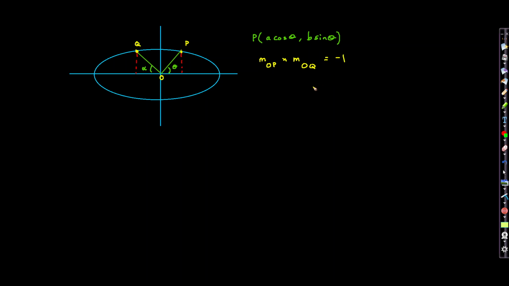Okay, I think that's enough of a clue. So I'm going to pause the video here, see what you can do. Get an expression for the gradient of OP in terms of theta and the gradient of OQ in terms of this alpha here. Then multiply them together to get -1. And then see if you can somehow get something involving this angle here, perhaps the tan of that angle, in terms of this angle theta here. So pause the video, see what you can do with that clue.